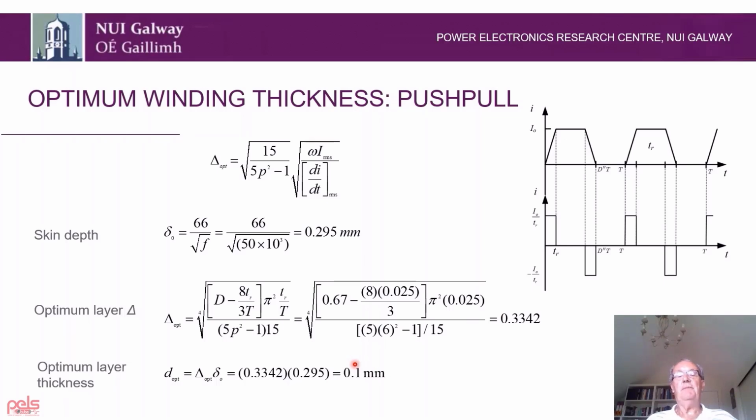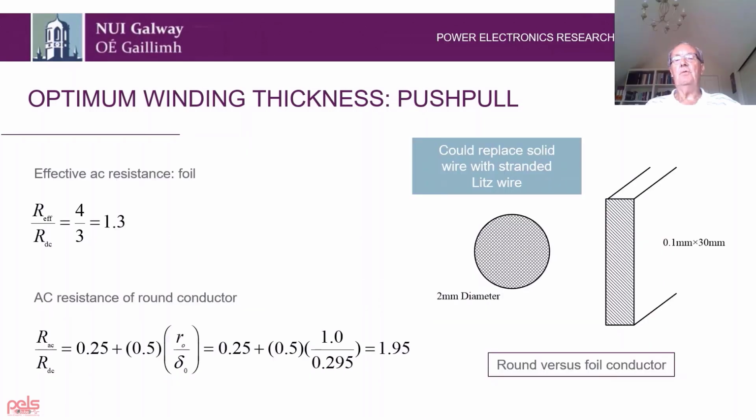Now, I just want to mention that we actually have a power supply that we built with a foil of 0.1 millimeter, and indeed the losses were optimized. So this is based on an actual working power supply. Okay, so that's quite helpful, but we're not out of the woods yet. So maybe we can't always use a foil like this. Maybe we want to stick to our solid conductor.